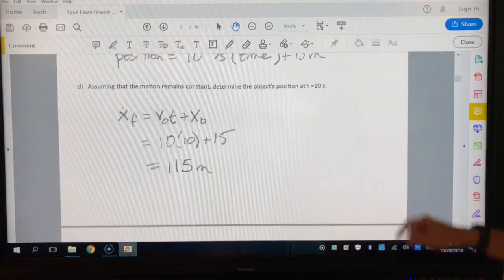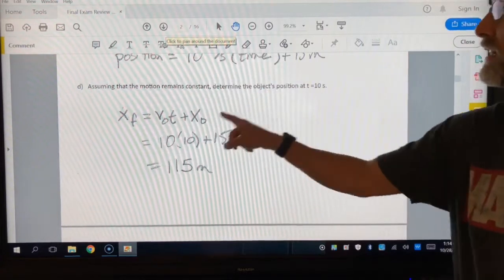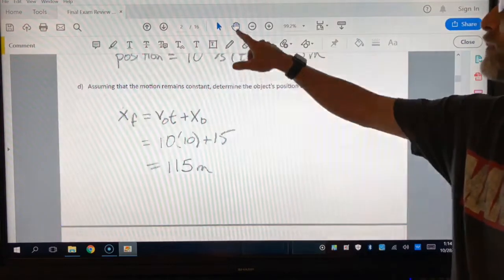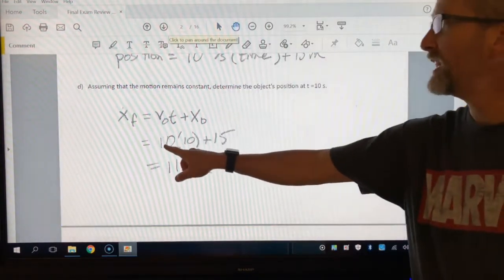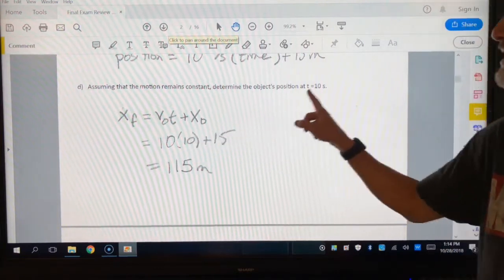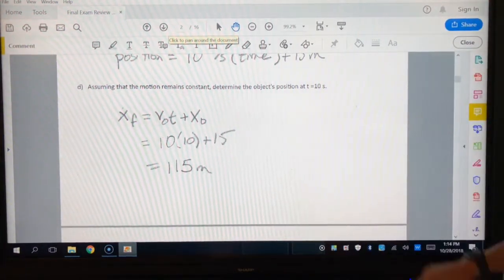Assuming that the motion remains constant, they want us to determine the position at 10 seconds. So we're going to use the same equation here in equation form. And we'll see that we just end up with 10, which is our original velocity, times our time, which is 10 seconds, plus 15, and you should get 115 meters.